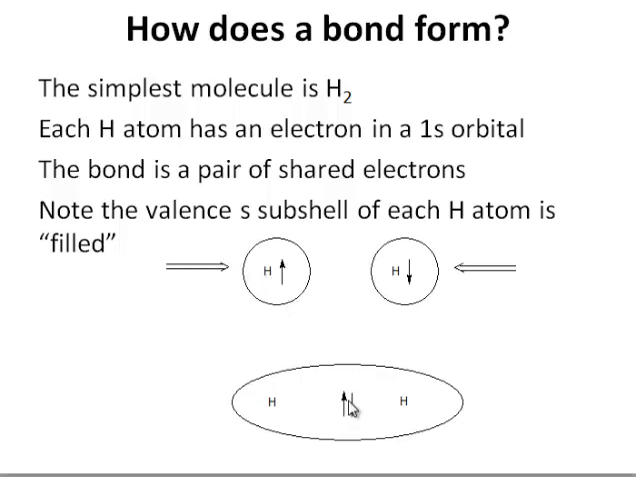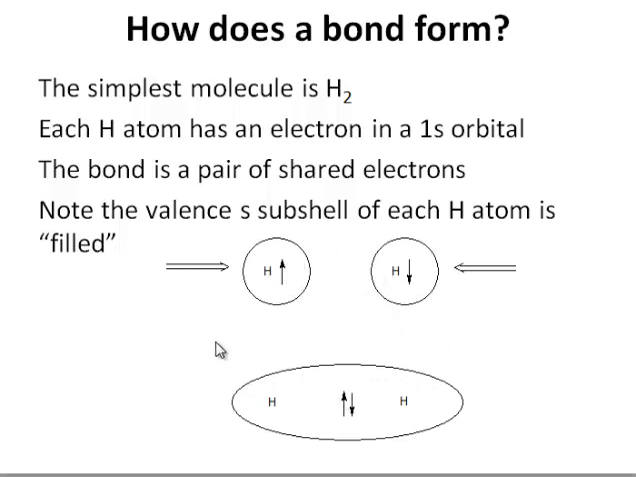Through sharing, which is what the bond is, the valence subshell of each hydrogen atom is filled. This hydrogen atom, through sharing, effectively has two electrons, therefore its 1s orbital is filled. This hydrogen, through the sharing process, has two electrons, and its valence s subshell is filled. So this is the valence s subshell. This is filled. This is as close as a hydrogen atom can get to a quote-unquote octet. So this electron sharing is very stable for the hydrogen atom.